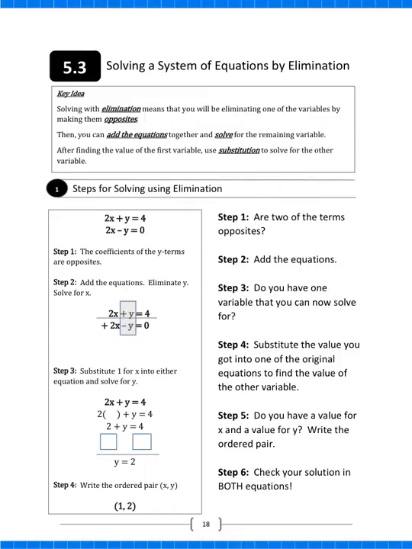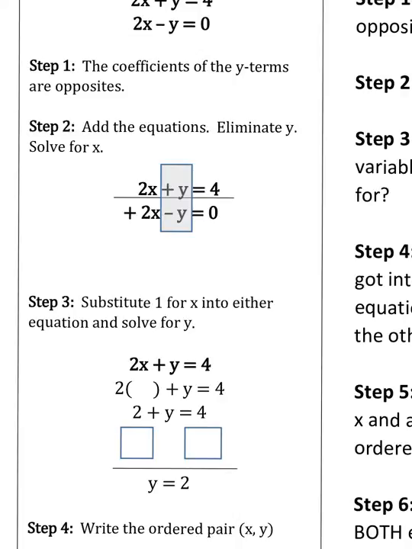So we're basically going to be doing an addition problem straight across the board with all three terms. So I'm going to add these two together. I'm going to add 2x plus 2x, and that gives me 4x. My positive y and negative y cancels out, so that would equal 0. I bring down my equal sign, and I add 4 plus 0 equals 4.